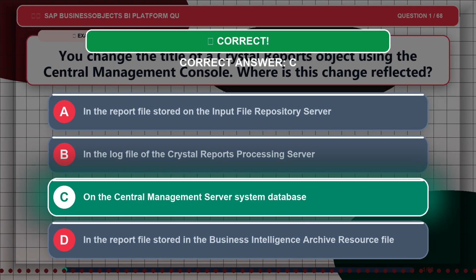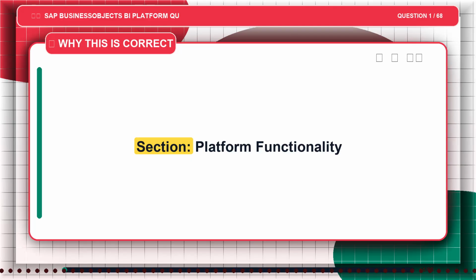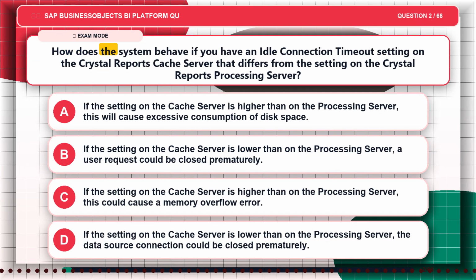The correct answer is option C, on the Central Management Server System database. Section, Platform Functionality. Question 2. How does the system behave if you have an idle connection timeout setting on the Crystal Reports cache server that differs from the setting on the Crystal Reports processing server?